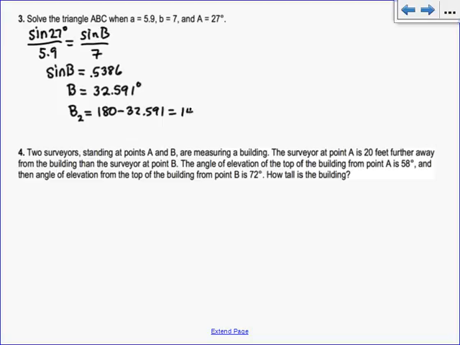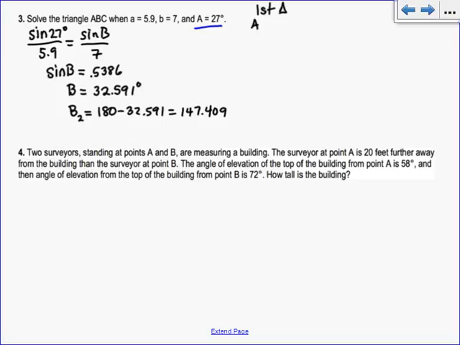So 180 minus the 32.591 gives me 147.409. Can that 147 work with my original 27? I don't know. Let's try it. Let's do that number plus 27. When I add them together, do I have enough room left to make 180? I do. Oh, yeah. I get 174 something, right? So it works. So that's when we have two triangles.